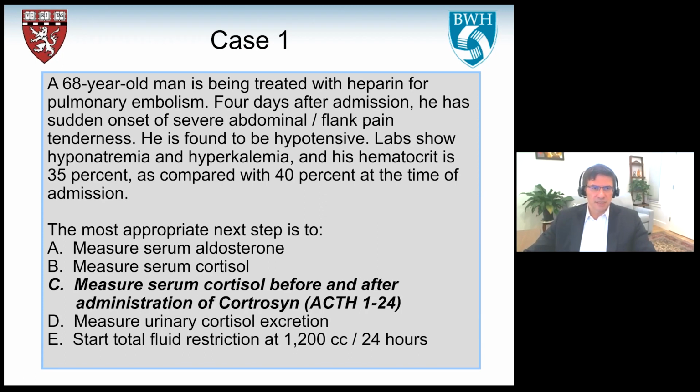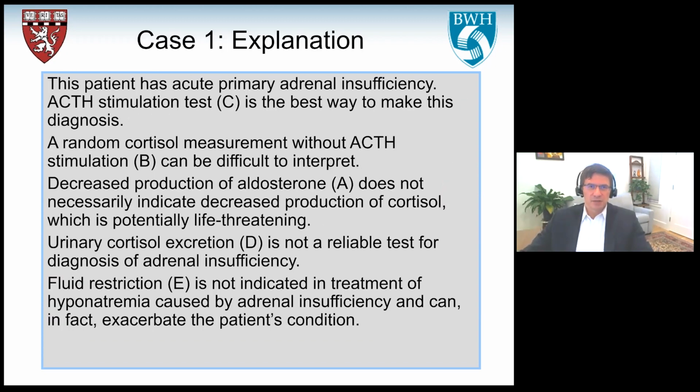The right answer is C, measure serum cortisol before and after administration of cortrosyn or synthetic ACTH 1 to 24. So this patient has acute primary adrenal insufficiency. ACTH stimulation test is the best way to make this diagnosis. A random cortisol measurement without ACTH stimulation can be difficult to interpret.